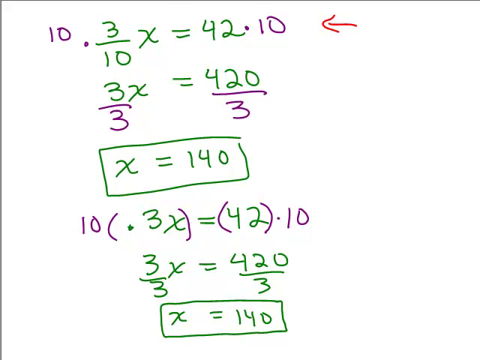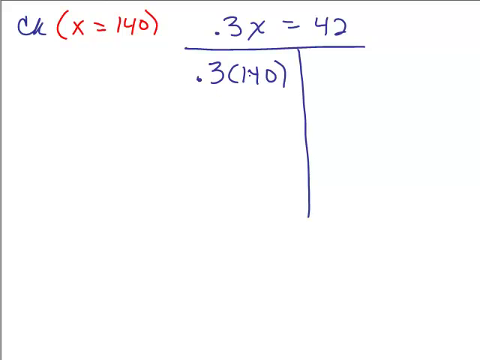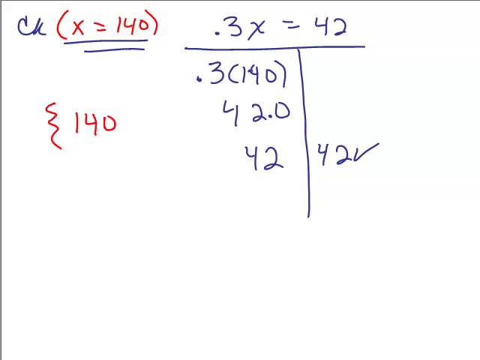All right, let's check our answer. Okay, so we've got 0.3x equals 42. So we're going to put in 140 for x. So how do we do this? Well, you could do 3 times 140, and that's 420. And then move the decimal in one place because of that decimal point. And 42.0 could just be written as 42. And on the right we have 42. So that means this was the solution. So we can now write it in our solution set.